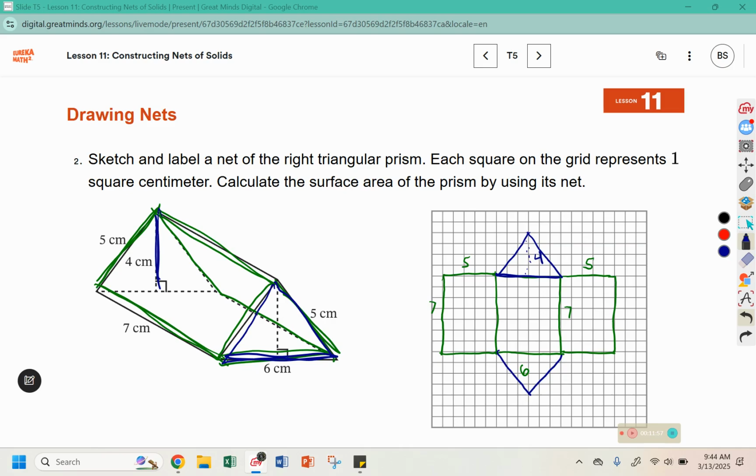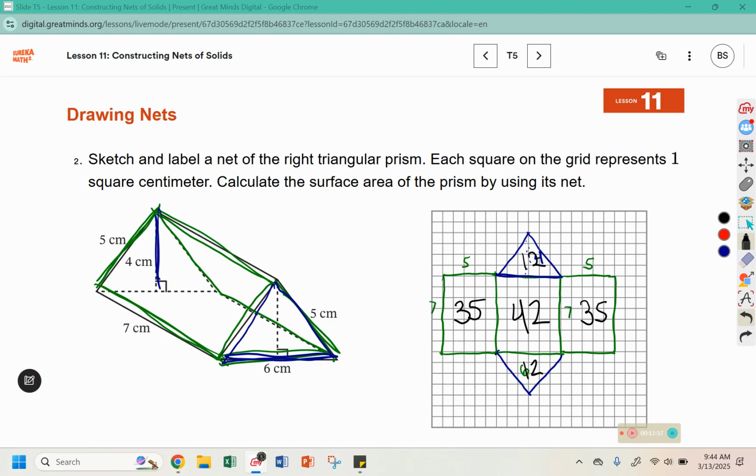Now we're going to calculate the surface area. That means the area of each piece, and then we're going to find the total. So a 5 by 7 rectangle, base times height. 5 times 7 is 35. So this one is also 35. This one is 6 by 7, base times height. 6 times 7 is 42. Then for our triangle, it's base times height divided by 2, or cut in half. So 6 times 4 is 24, but triangles are half of rectangles, so that is an area of 12.